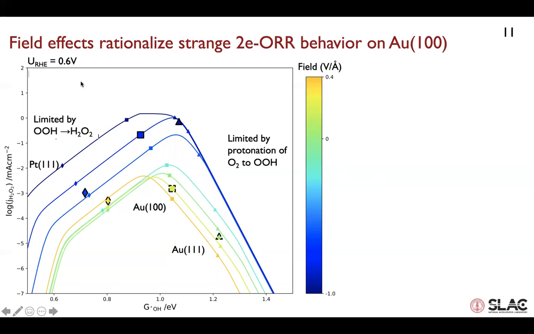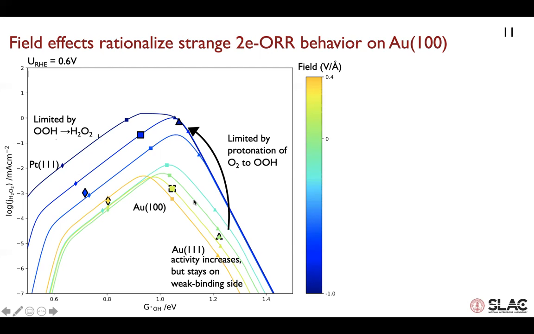And what we can notice here is that on the strong binding side, we're limited by the second protonation, OOH to hydrogen peroxide. And on the weak binding side, importantly, we're limited by the first protonation, O2 to OOH, which, if you remember from the last slide, is the same rate limiting step as in the 4-electron ORR. If we look specifically at gold 111, the activity increases when you go from acid to base, but you stay on the same weak binding side of the volcano, where you're limited by the same thing that the 4-electron ORR is limited by.